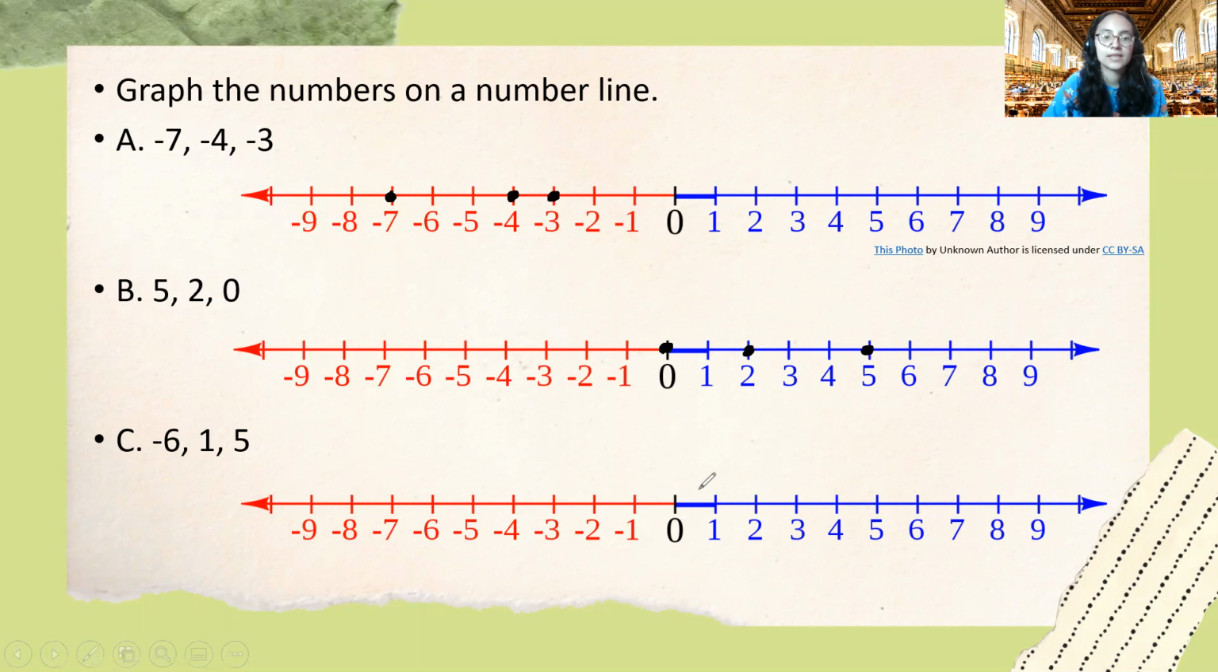Going on to C, we have -6, 1, and 5. So -6 is negative, so it will be 6 spaces to the left of 0. 1 is positive, so it will be to the right of 0 by 1. 5 is positive as well, so it will be to the right of 0 as well. And here it is.